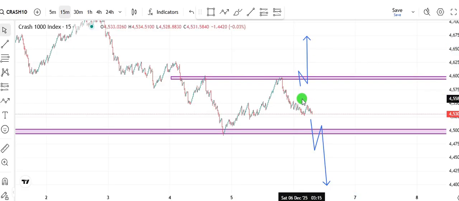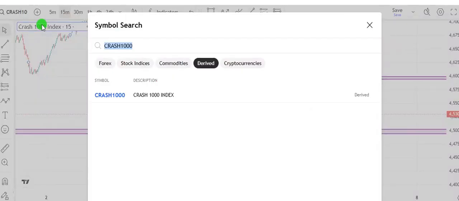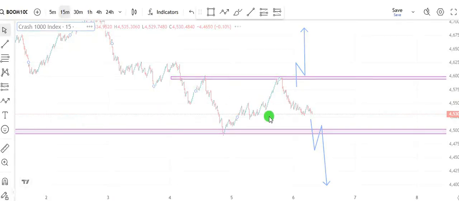Good. So you can see this is the reason that if I can get to retesting this, then I think of going long. A break below this, a test, I think of going short. That's the final one for this, which is going to be the Crash 1000. Sorry, Boom 1000.